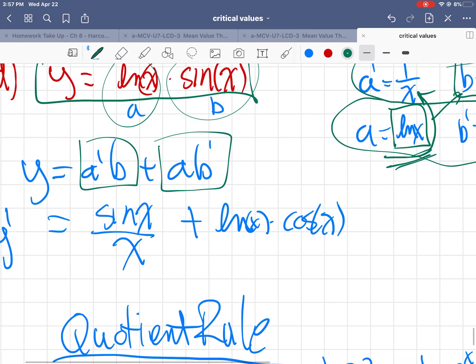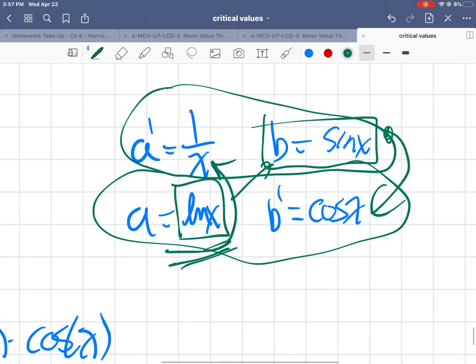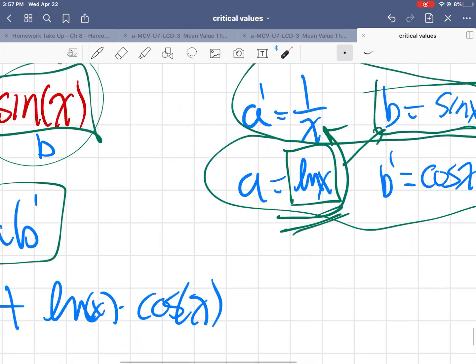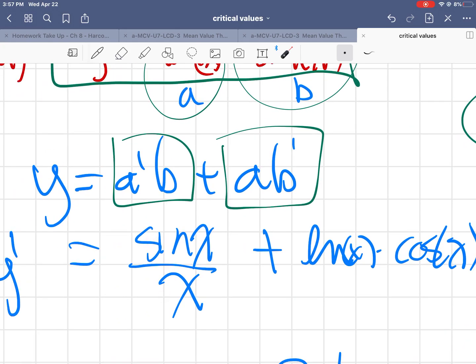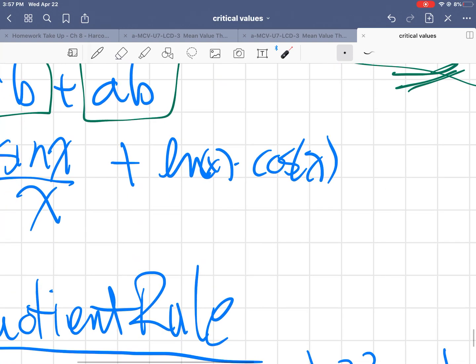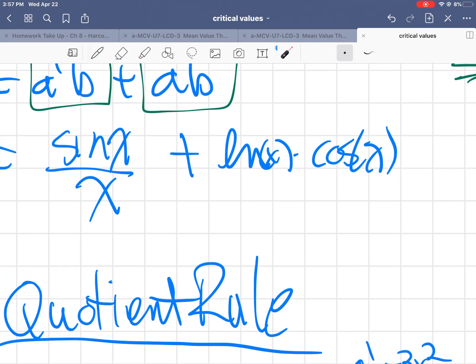So what I've done here is, actually we can look right here. We multiply these together. So 1 over x multiplied by sine x. Well, what's 1 over x multiplied by sine x? 1 times sine x is sine x over x. So it's sine x over x. Check. Then the next one is just ln x times cos x. Okay, and that's it for your product rule.